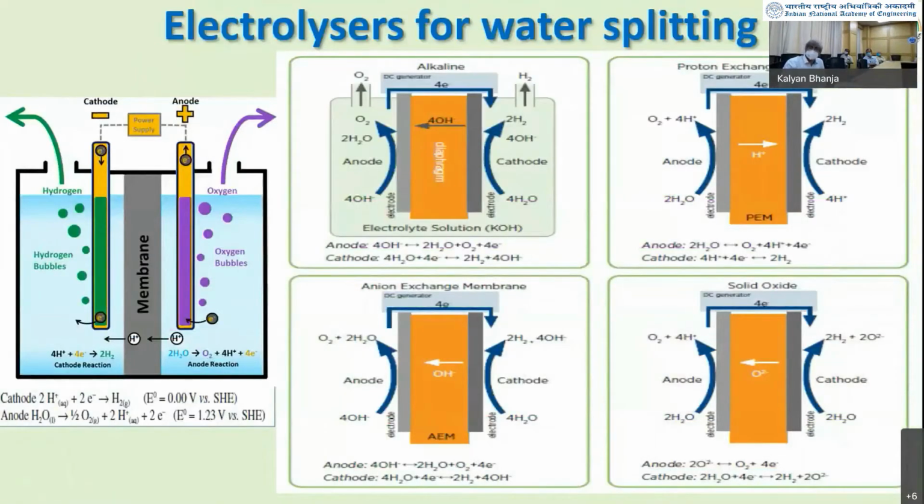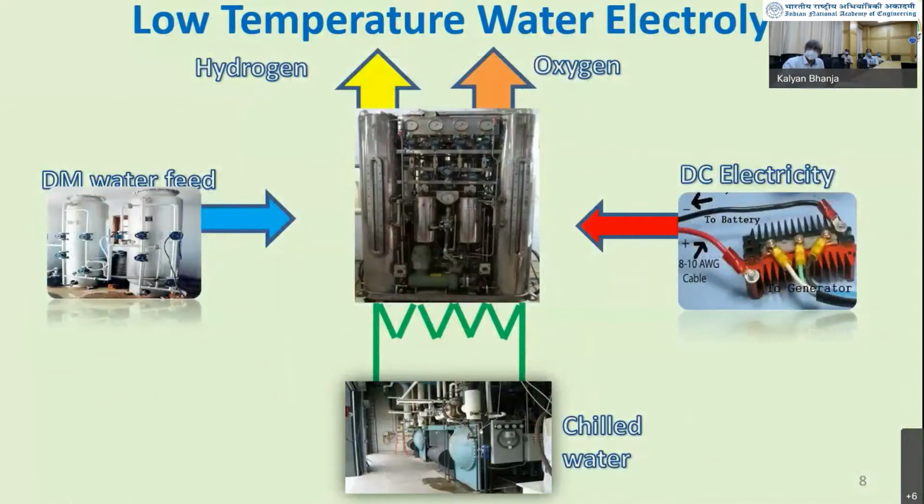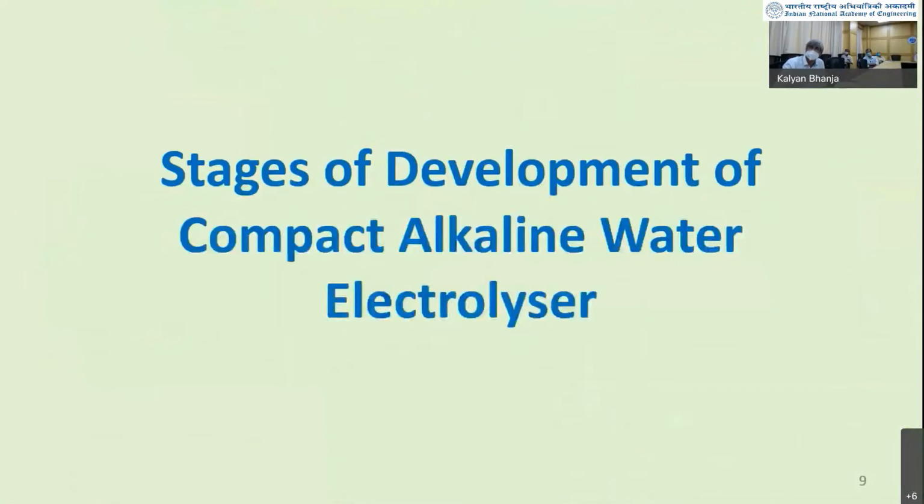So these are different. What I want to say is that in pure water electrolysis and other methods, that is alkaline, PEM or anion exchange membrane, or steam electrolysis, though the overall reaction is the same, internally these reactions are different. Cathodic and anodic reactions are different. So things have to be engineered according to the requirement of this particular process. The basic input is water and electricity, and the utility is chilled water. Then we get hydrogen and oxygen as products of the electrolytic plant.